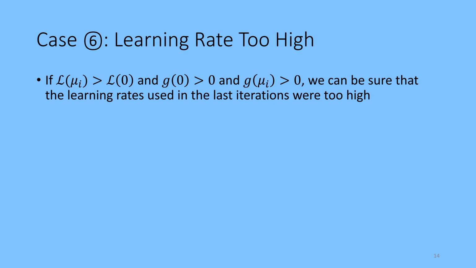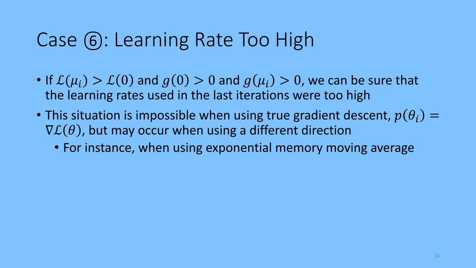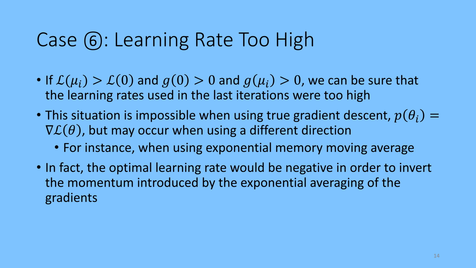On the other hand, Case 6 represents the situation where the function does not improve and both slopes are positive. We can be pretty sure that the learning rates used in the last iterations were too high. Although this situation is impossible when using true gradient descent, it can occur when, as is usually the case, a momentum is used to update the parameters of the system. In fact, the optimal learning rate would be negative in order to invert the momentum introduced by the exponential averaging of the gradients.